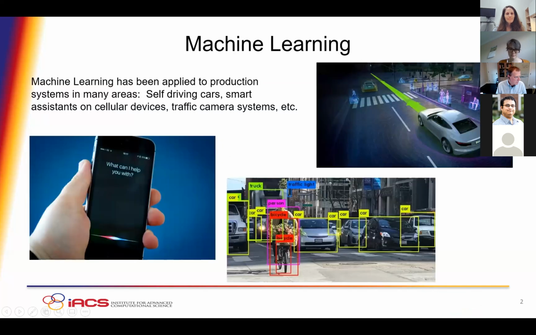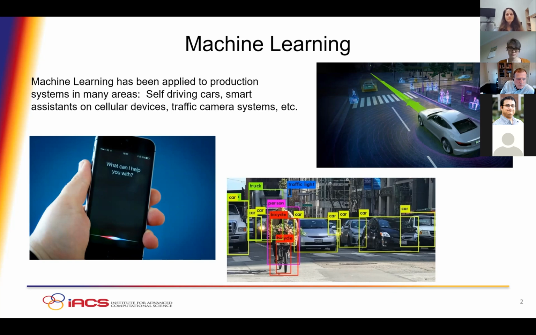Most of you might know what machine learning is, but if you don't, it is applied to many production systems today that you are very likely using, such as your smartphones, which have a smart assistant like Google Assistant or Siri, or your traffic cameras, where they can capture number plates. So it does basic optical character recognition. So that is machine learning.